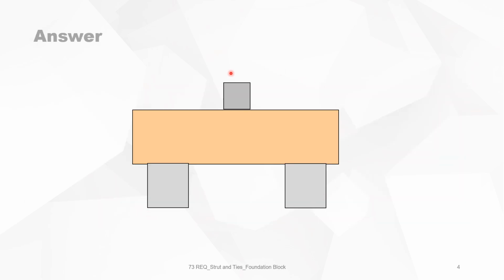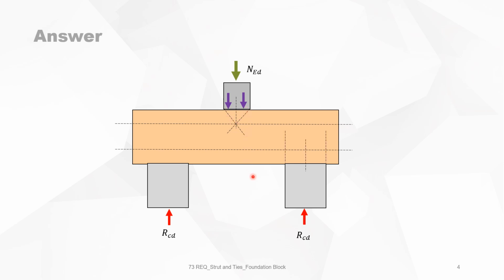So first we look at the foundation block. It's loaded with a force NED. It gives two reaction forces, and because of symmetry, RCD is equal, left and right is equal. The reaction force from the piles to the load NED. This indicates the point of gravity of the compression struts. We divide the load into two parts. This gives us, because this is the center, this knot, the top knot.